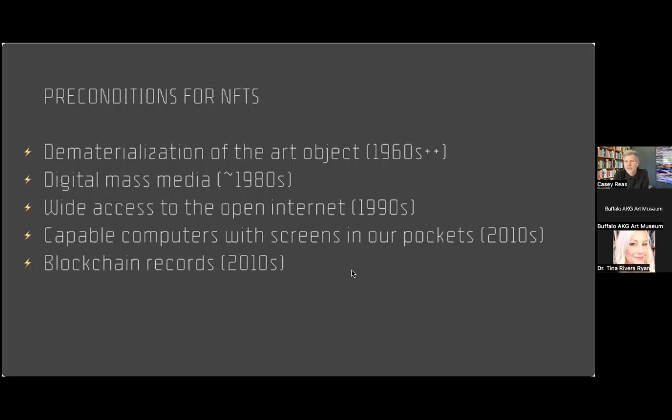Okay, here's our list again. Dematerialization of the art object, digital mass media, wide access to the open internet. I didn't talk about this one, but of course it's true: capable computers with screens in our pockets have really allowed this to move and to work. And then blockchain records. Okay, now we're on to our next topic, which is NFTs. What are NFTs?